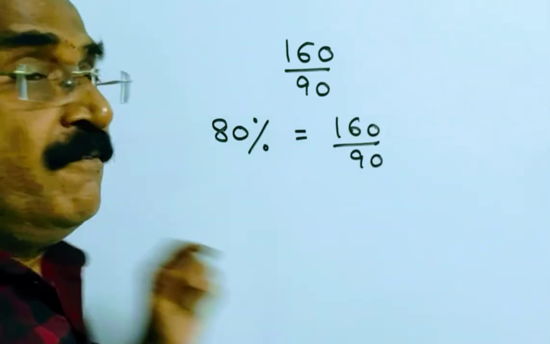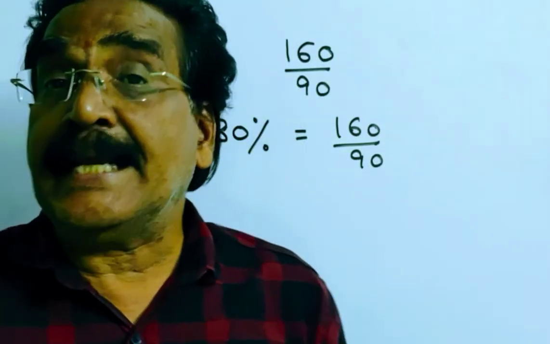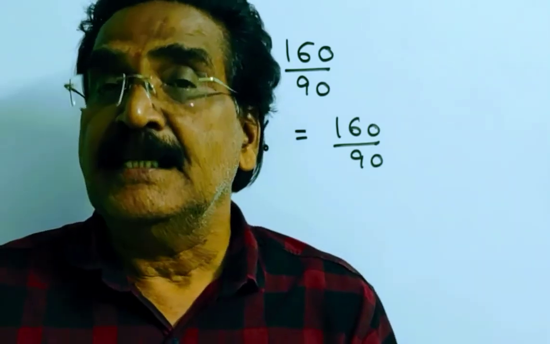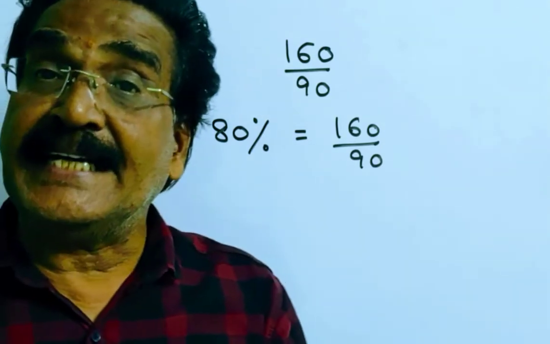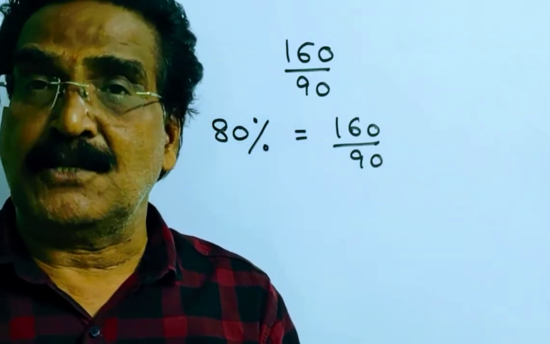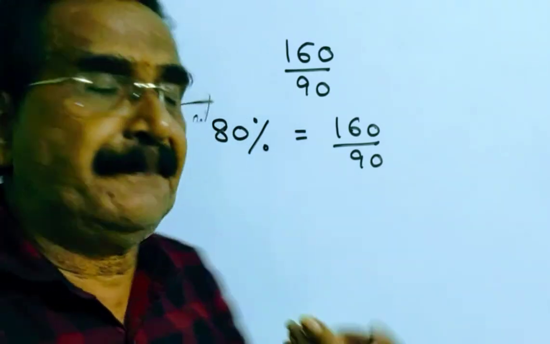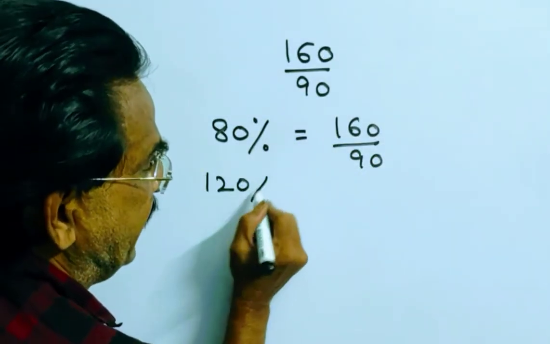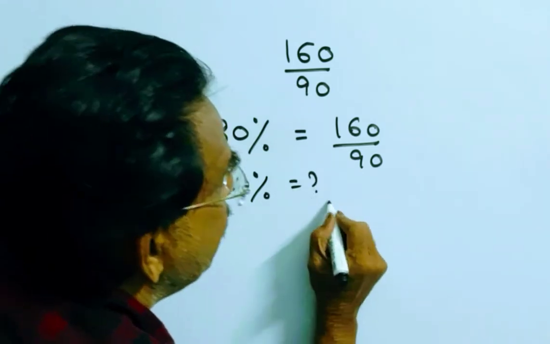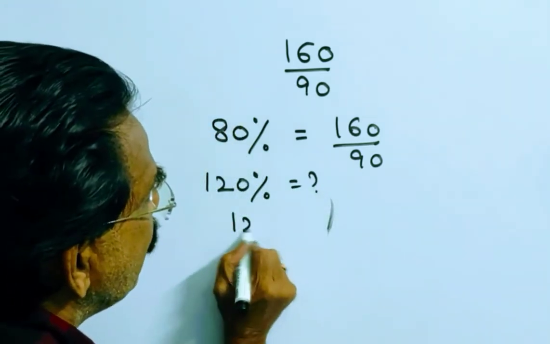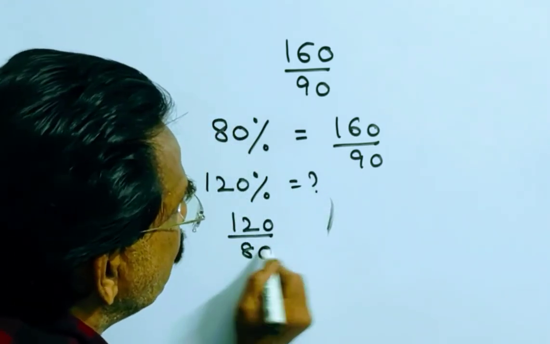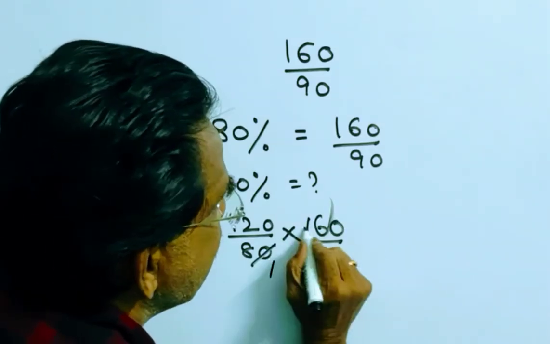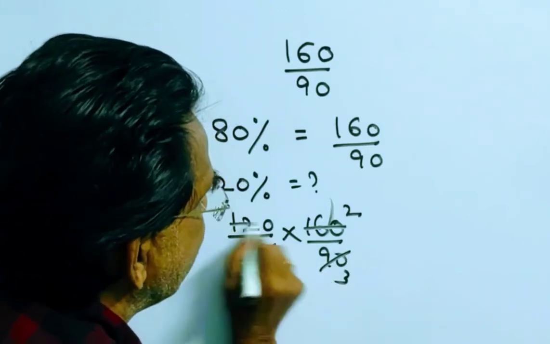Friends, now we want to make a profit of 20%. That means we have to sell at 120% of the cost price. So we have to find the value of 120%. If 80% is equal to this much, what is 120%? So 120 over 80 into 160 by 90. Simplifying, it becomes 8 by 3.